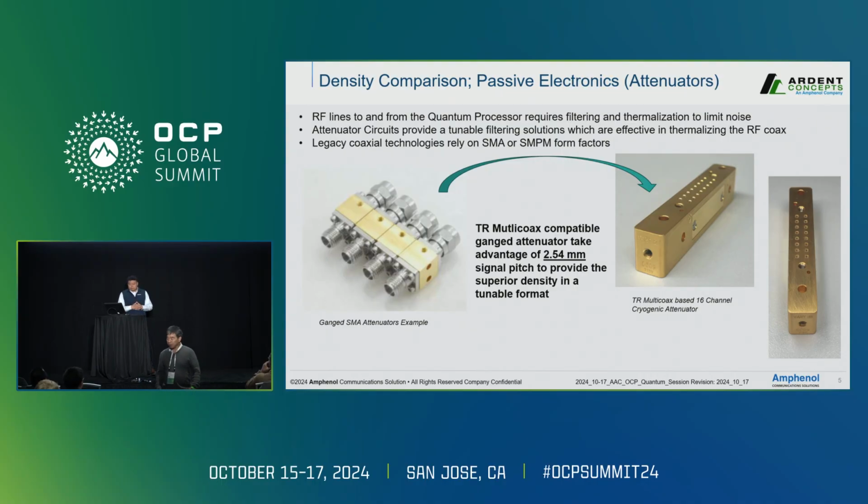As with the hermetic feedthrough, traditional attenuator circuits rely on SMA or SMPM form factors. However, as we push the boundaries of quantum computing, attenuator architecture requires a greater density than what is available with traditional coax technologies. Again, a GaN approach can provide superior density by eliminating many of the mechanical bottlenecks associated with SMA and SMPM designs. The GaN attenuator design shown here can achieve an unmatched 2.54 millimeter by 3 millimeter signal density in a tunable format, meeting the requirements of a modern quantum computing system.